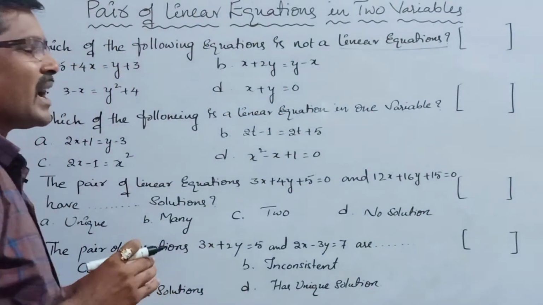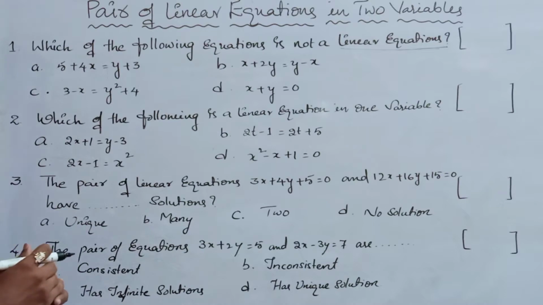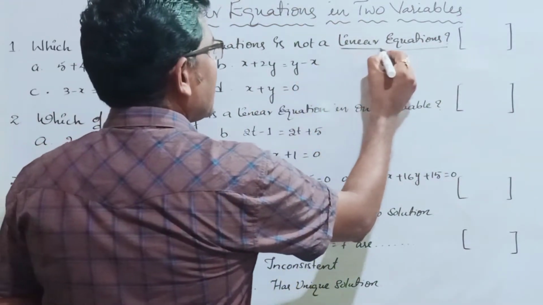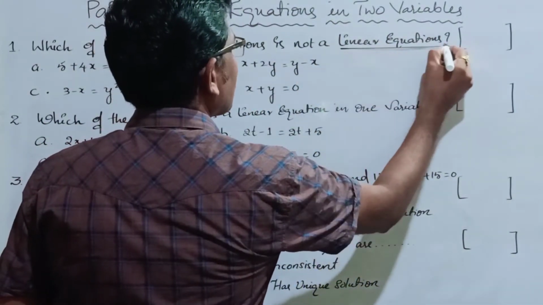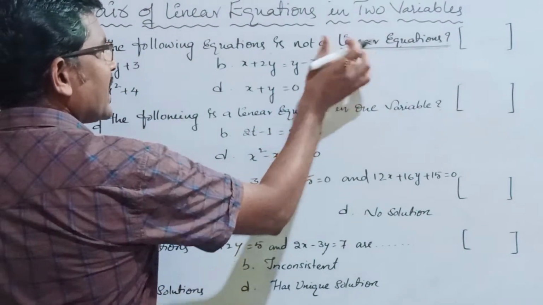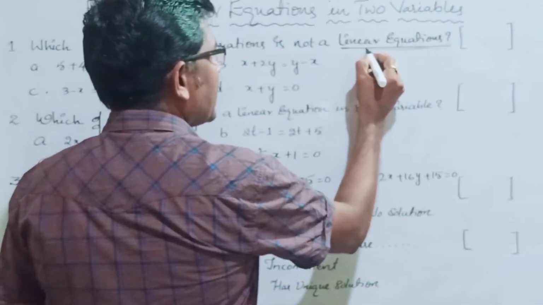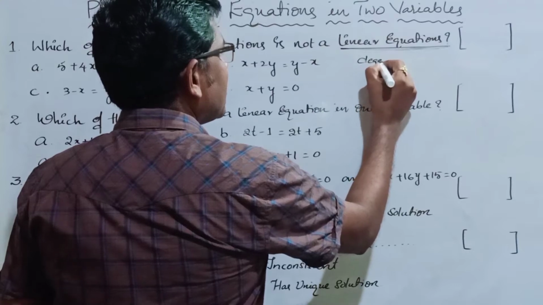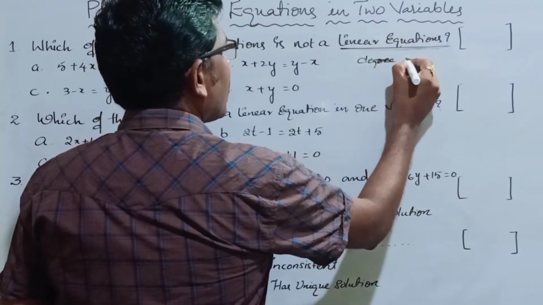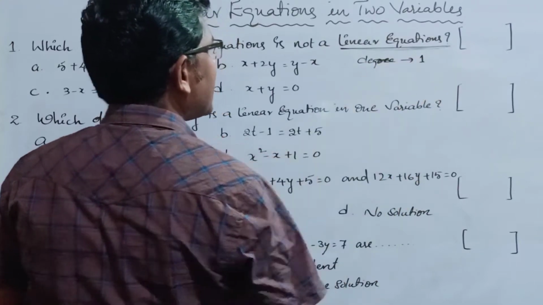So friends, we have already discussed in previous classes. So what about linear equations? What is the meaning of linear equations? Linear means the degree of the variable is always 1.